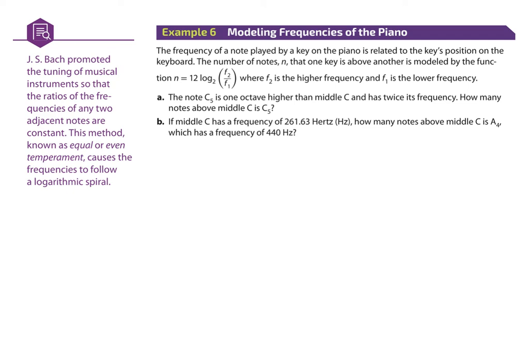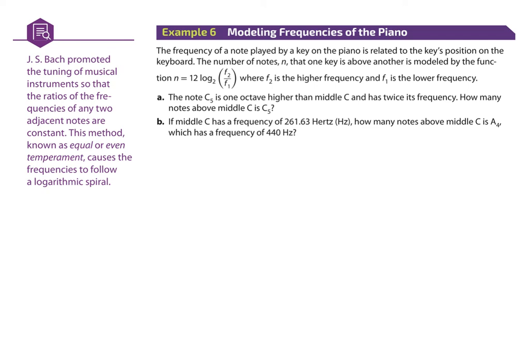Does that make sense? The frequency of a note played by a key on the piano is related to the key's position on the keyboard. The number of notes that one key is above another is modeled by a function, the number of keys you are away from it. N equals 12 log base 2 of F2, the higher frequency, over F1, the lower frequency.